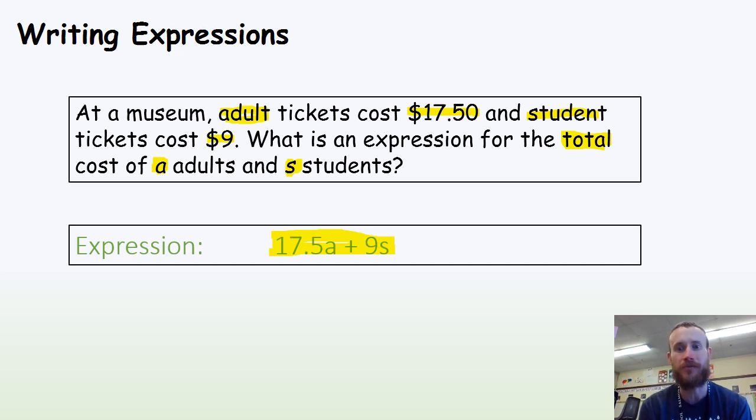And then coefficient of 9 times the number of students, and then the plus sign to indicate total, adding them all up. And this would be some amount of money that would represent the cost of all of those adults and students going to the museum.